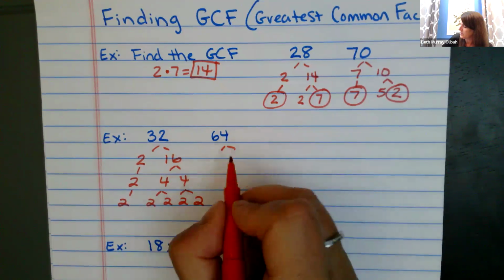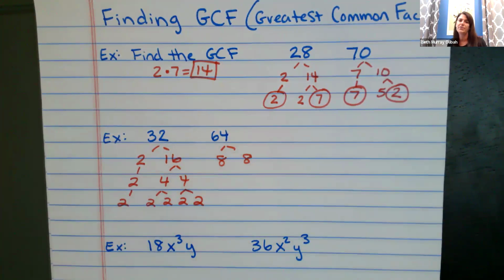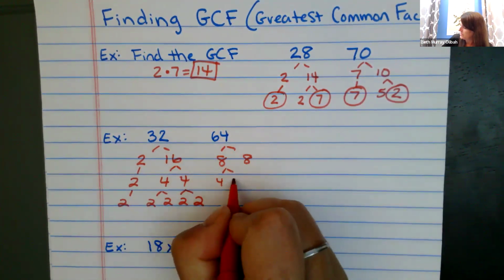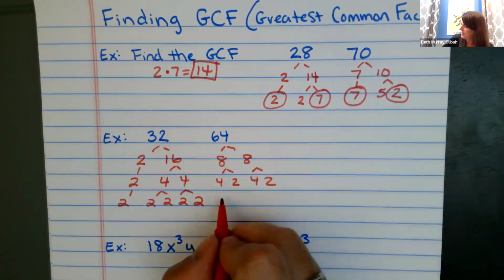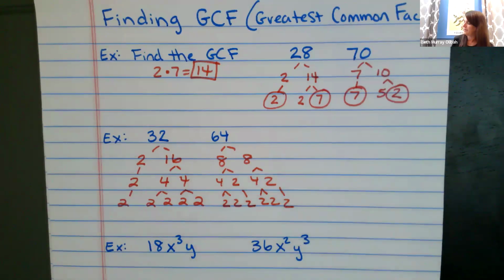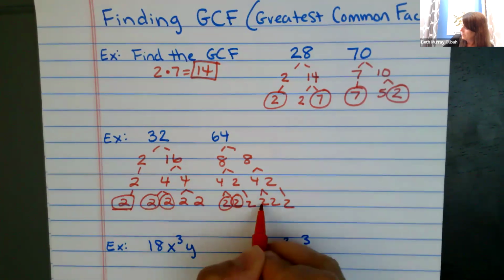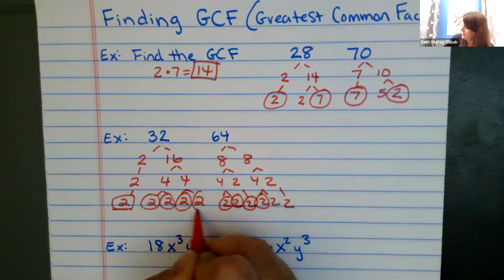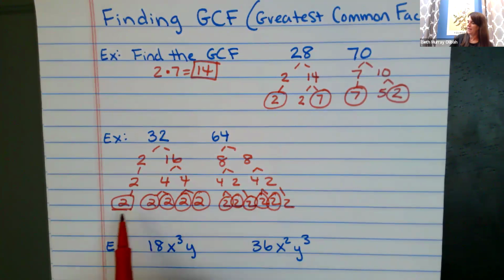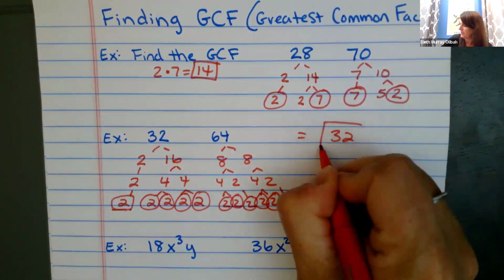For 64, I could start with 8 times 8, if you know that 8 times 8 is 64. If not, you could have divided by 2 because it's even and started that way. 8 is 4 times 2. And then again, we have a bunch of 2's. So just make sure you don't miss any. So what do these have in common? A 2, another 2, another 2, another 2, and another 2. So basically, everything that was in this number, which means the GCF is 32.